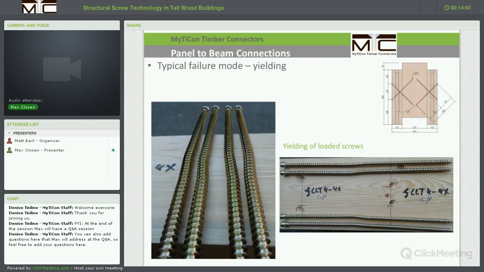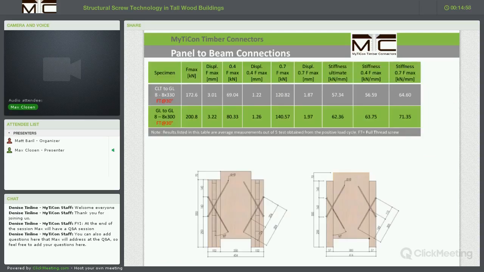Fasteners in tension can also yield a little bit, so we do see some slight deflections or deformations of the screws in the shear plane, forming two plastic hinges basically, that allow the connection to deform a little bit before it fails.